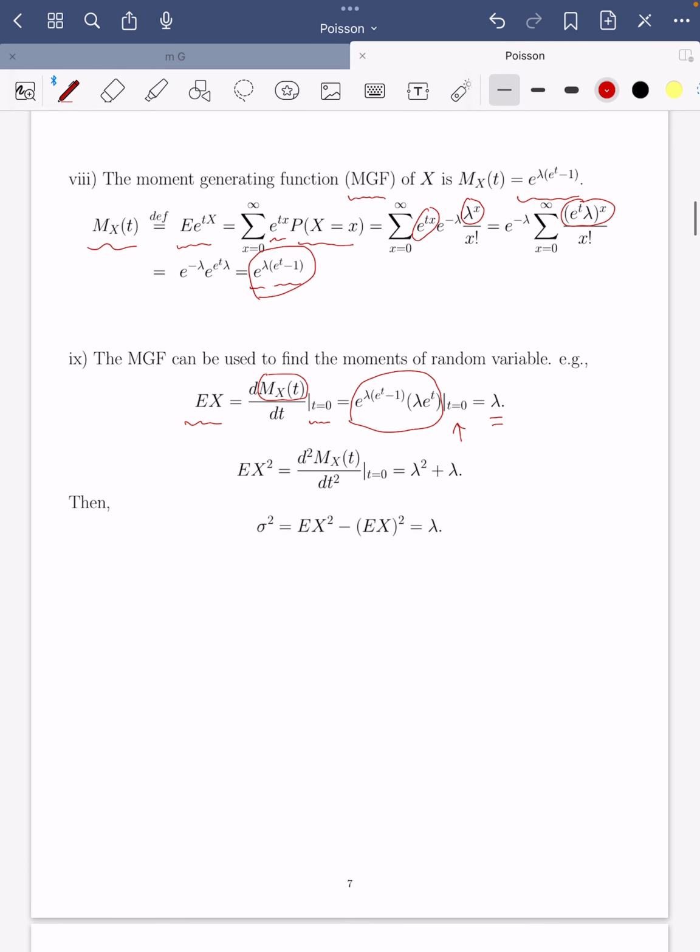And also, we can calculate the second moment of the Poisson random variable like this. We take the second derivative of the moment generating function, and then we evaluate at t equal to 0, which is equal to lambda squared plus lambda. And based on these two facts, we can compute the variance of Poisson as the second moment minus the square of the first moment, and then we obtain lambda.